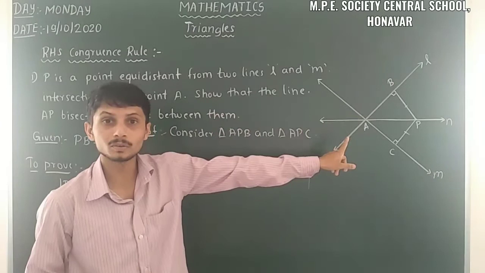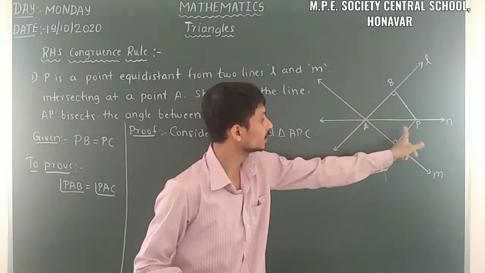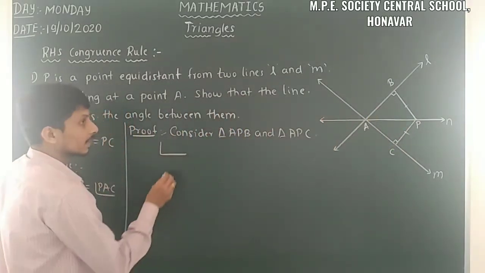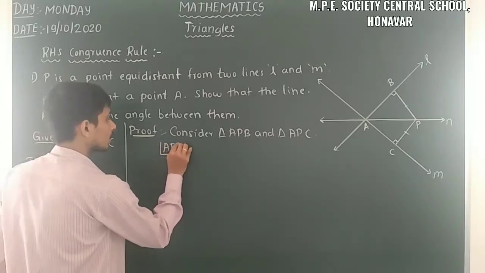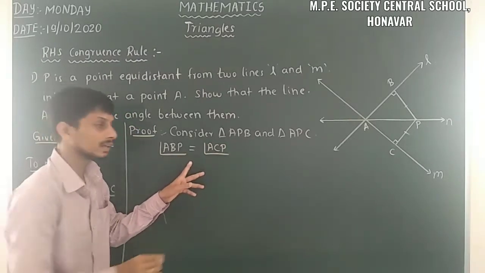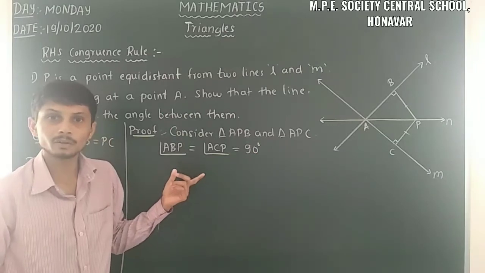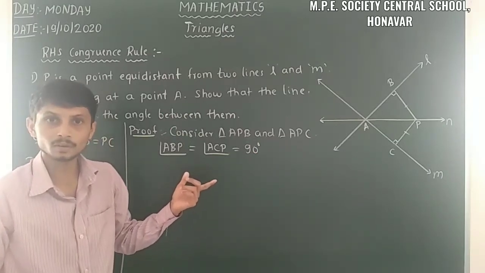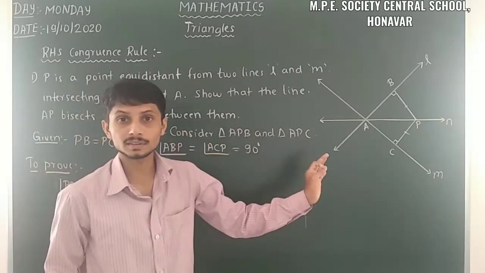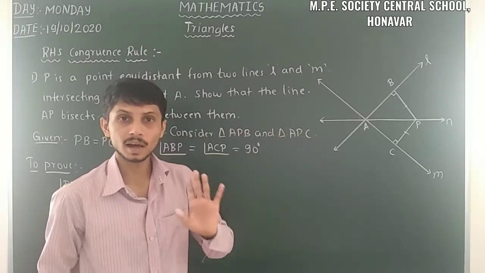For that, firstly we have to know the right angle. Angle ABP is equal to angle ACP. Those two are right angled triangles. So consider triangle ABP and triangle ACP. Angle ABP is equal to angle ACP is equal to 90 degrees. We have a right angle. Then we have to check whether the hypotenuses are equal. Already I told you the side opposite to the right angle we consider as the hypotenuse.